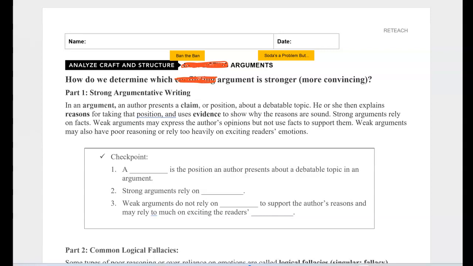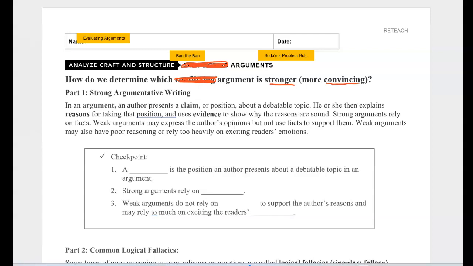How do we determine which argument is stronger or more convincing? So that's your goal. What is this called in school terms? You are practicing evaluating arguments. That's a fancy way of saying you're figuring out which one is stronger, which one is a better argument. So in this lesson, you will be evaluating arguments. All right, so let's get started.